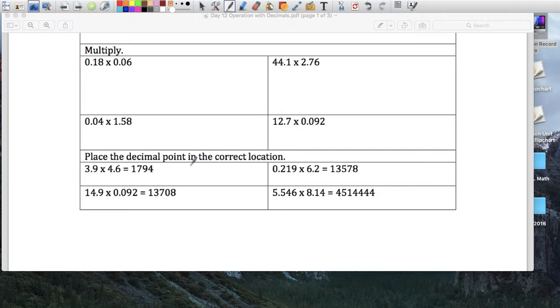Next ones are pretty easy. So you're multiplying. You just need to put the decimal in the correct location. So these two numbers, there's 1 decimal place here, another decimal place here. So my answer should have 2 decimal places. So decimal goes here.